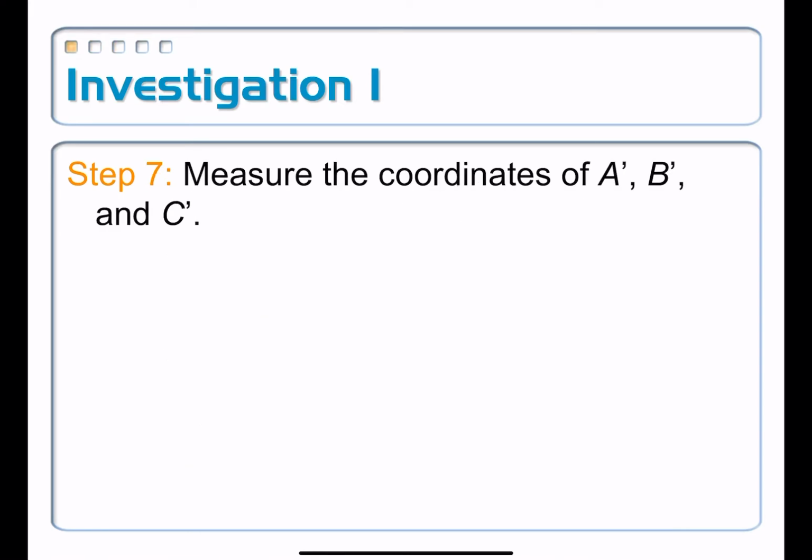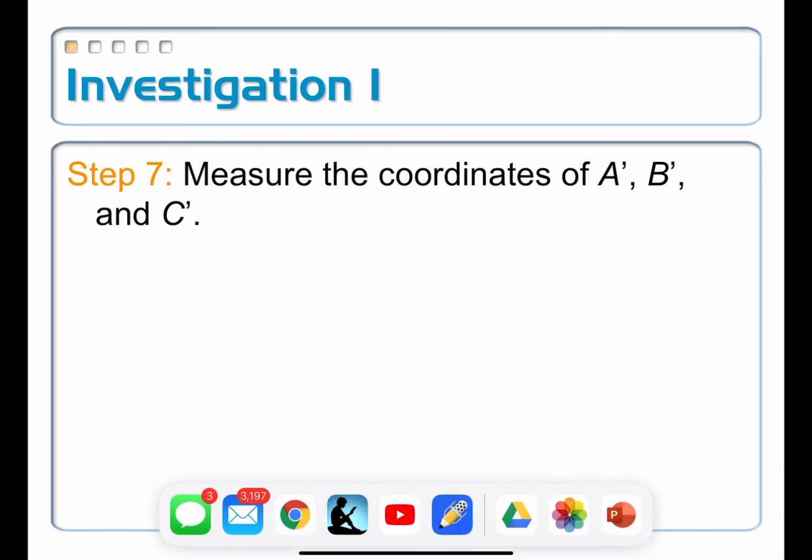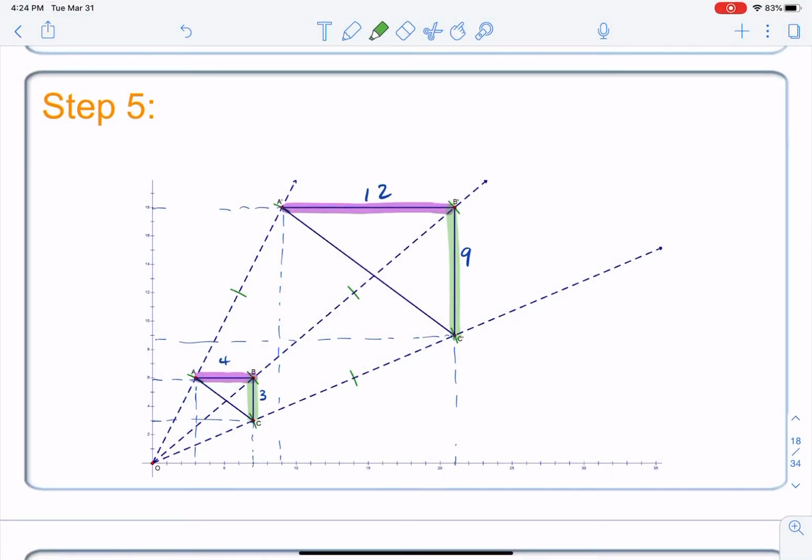Now let's take a look at the coordinates of A prime, B prime, C prime, and compare those to the original coordinates. Let me clean this up just a little bit because there are too many lines in here. I erased those lines when I probably needed them so I could see what the coordinates of each of these points were. Anyway, let's take the coordinates for point A. Point A looks like it's at 3, 6.